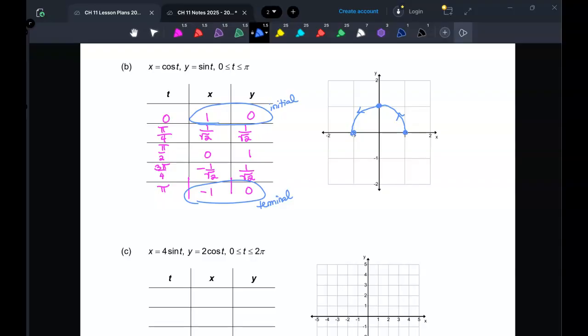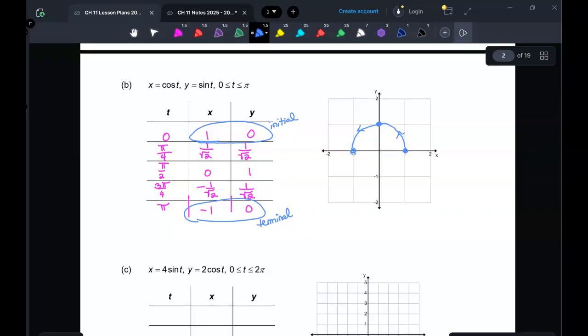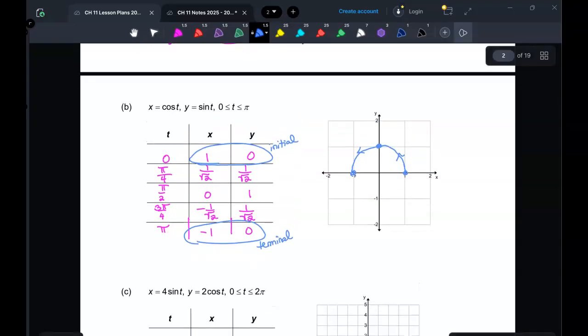Okay, this one's going to look a little different when we get rid of the parameter. Wait, how do you know that? Any ideas? We have cosine and sine. Are we going to do like the inverse sine? Too complicated. I'll give you a hint.